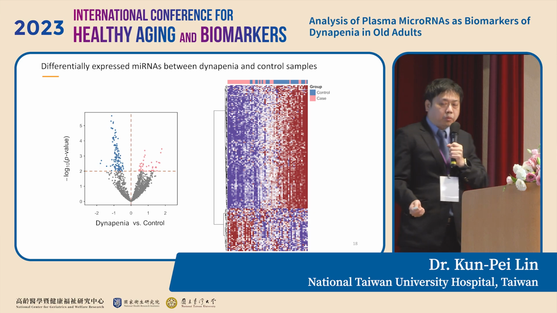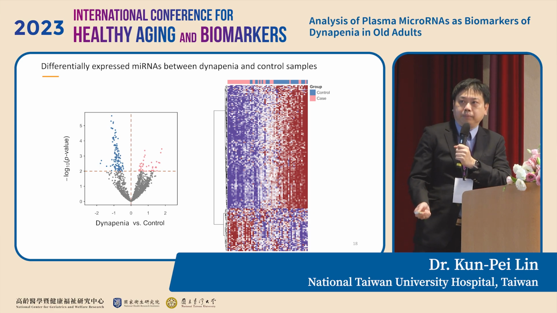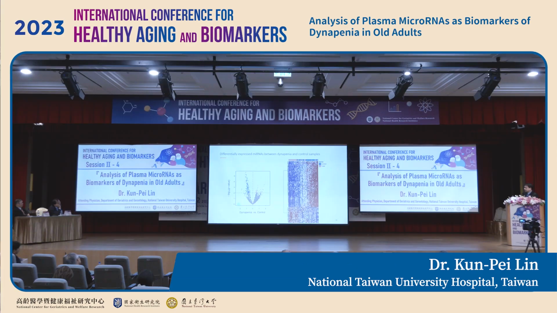So, when we look, we can observe the blue dots in the upper left. It means a negative correlation to Dynapenia. And the pink dots in the right upper zone show a positive correlation to Dynapenia.